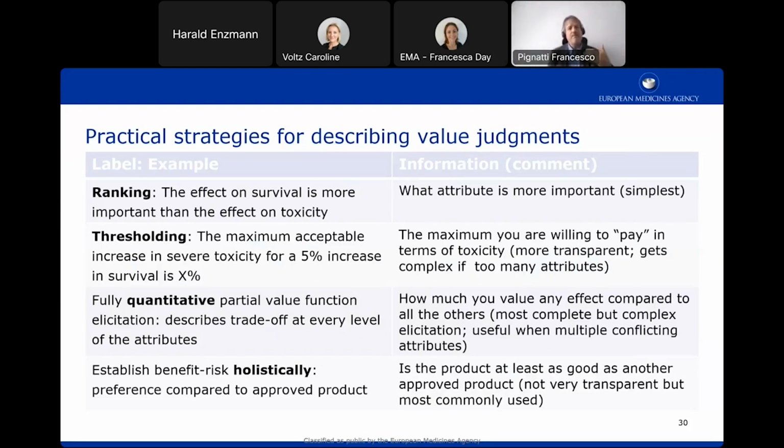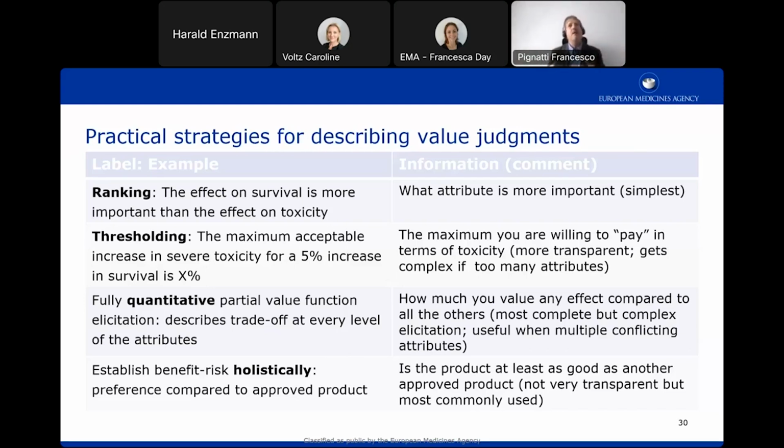I guess the most simple way of approaching this is just by simple ranking. So one could say there was a difference in survival, there was a difference in toxicity, but the difference in survival is more important than the difference in toxicity. Okay, it's not hugely transparent in terms of communication, but the job is done because you've said in terms of importance what is more important for you.